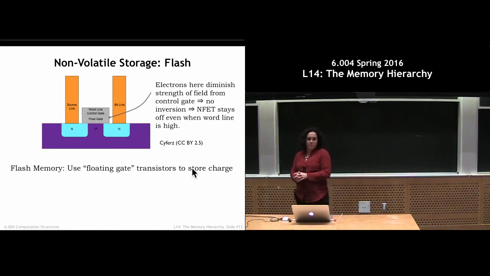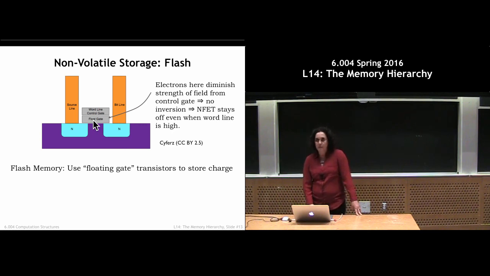Now we'll move on to non-volatile storage, which is storage that will maintain its value even if you turn the power off. The first example of this is what's called flash memory. The way flash memory works is you basically have this floating gate over here, which is surrounded by an insulator, and so you can put some charge onto this floating gate, and because it's completely insulated, that charge is going to stay forever, for years.